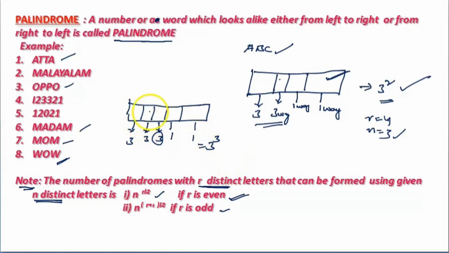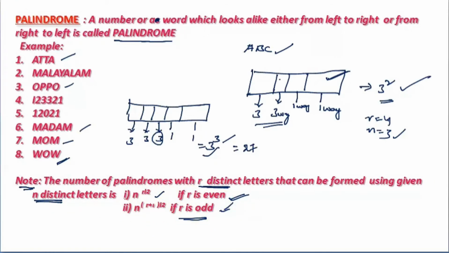The formula: since r is equal to 5, 5 is an odd number. Therefore the formula is n power (r plus 1) by 2, n is 3. 5 plus 1, 6 by 2 is 3. So the answer is 3 cube. So 27 palindromes can be formed here. So the formula for creating palindromes of odd-length words from n letters is n to the power of r by 2 if r is even, n power (r plus 1) by 2 if r is odd.